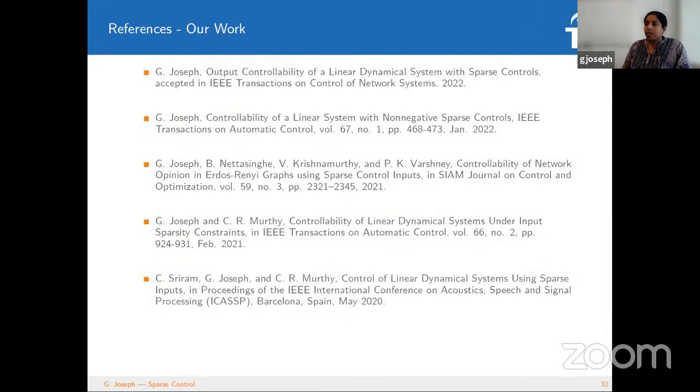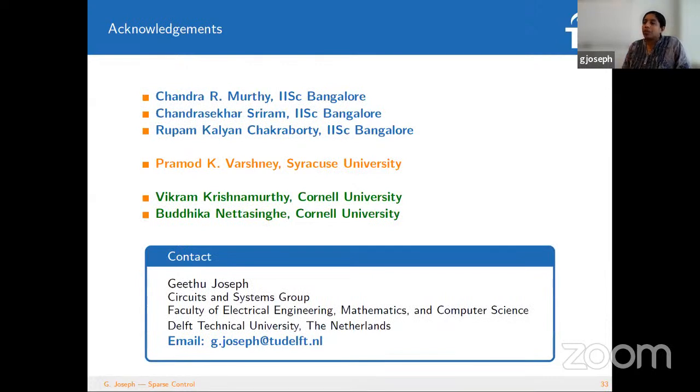So these are some of the papers that I have covered with different people, different research groups. There are many papers which are under review process. So I have worked with a lot of people from IISc. So I worked with Chandra and two of his master's students, Chandrasekhar and Rupam. At Syracuse University, I worked with Professor Pramod Kumar Varshney, and at Cornell University, I worked with Vikram and his student Budika. So with that, I conclude my talk. I'll take any questions if there are.